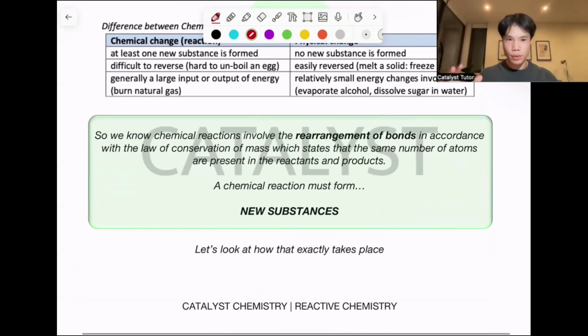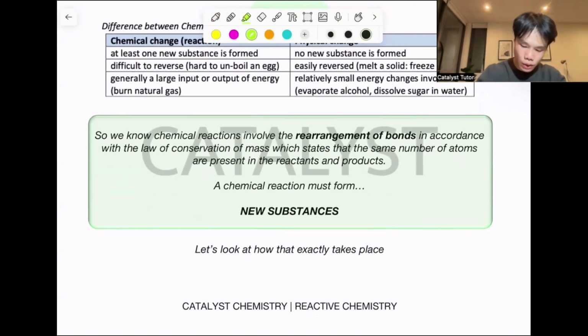So to summarize everything we talked about there, we had a few indicators of chemical change, but in chemical reactions, you have a rearrangement of bonds, and that's in accordance with the law of conservation of mass. What did we say that was last module? Law of conservation of mass.